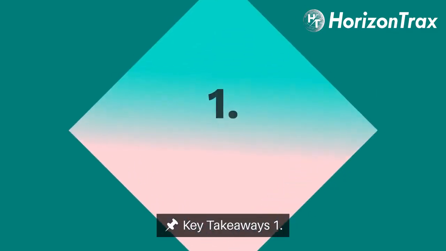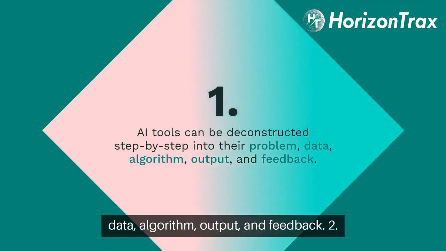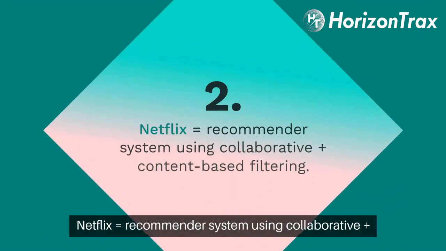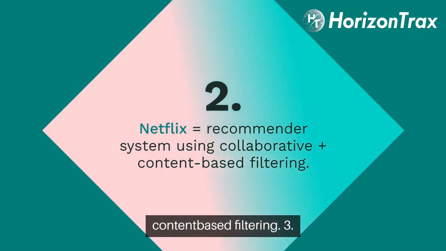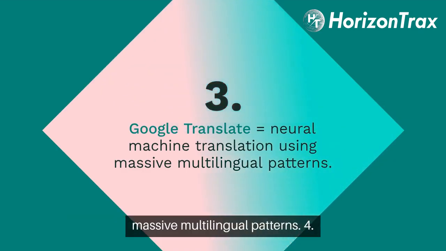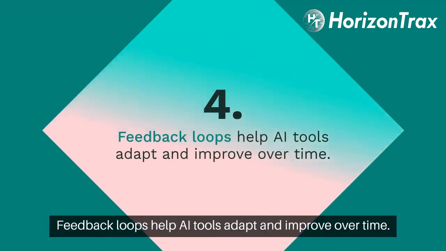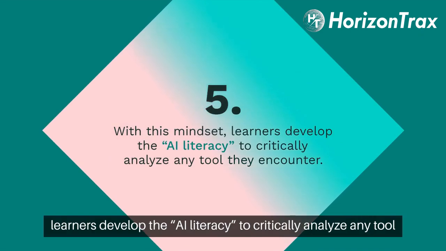Key takeaways are: 1. AI tools can be deconstructed step by step into their problem, data, algorithm, output, and feedback. 2. Netflix equals a recommender system using collaborative plus content-based filtering. 3. Google Translate equals neural machine translation using massive multilingual patterns. 4. Feedback loops help AI tools adapt and improve over time. 5. With this mindset, learners develop the AI literacy to critically analyze any tool they encounter.